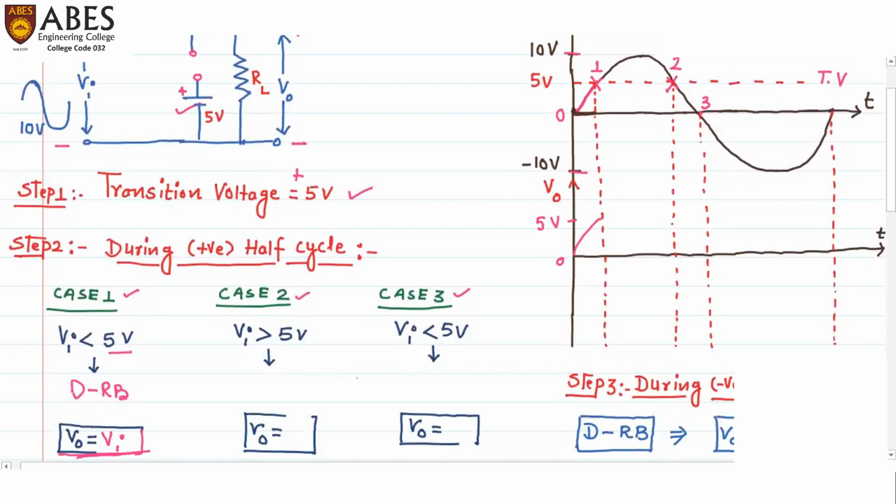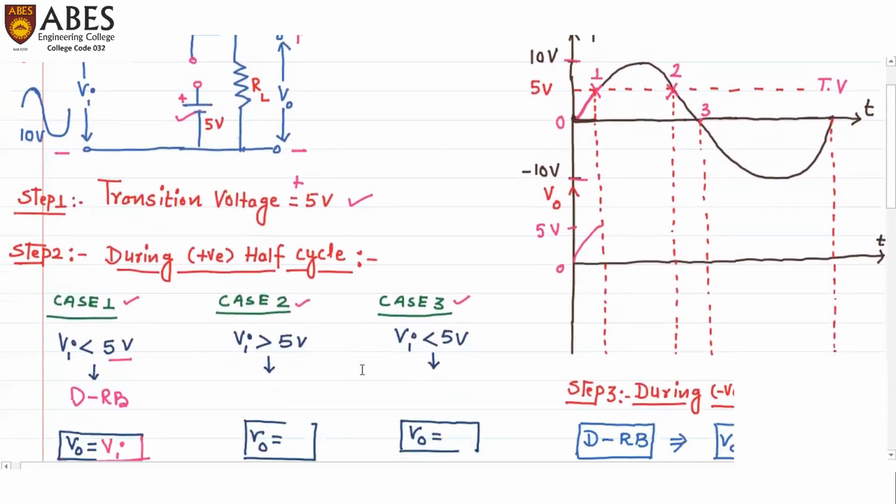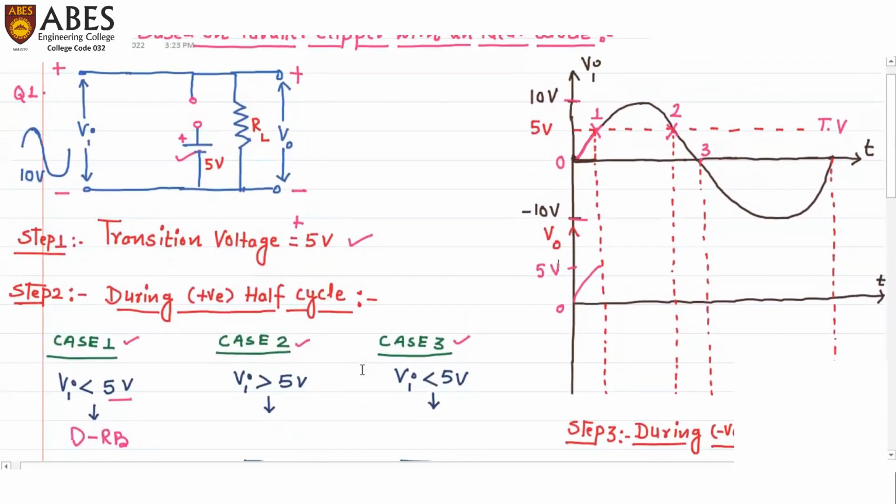Now let's take case number 2. In case number 2, we can see Vi is greater than 5 volts. Let me connect the diode.